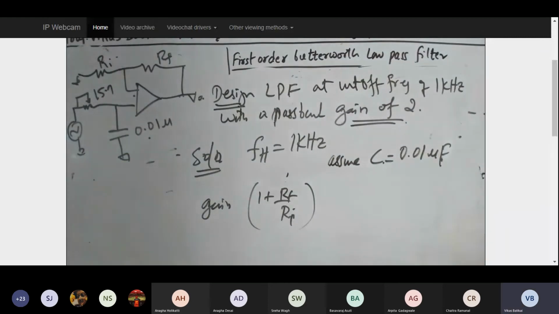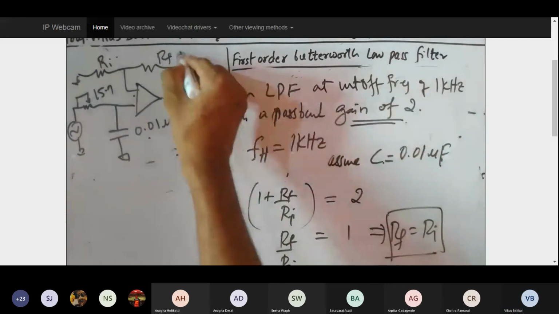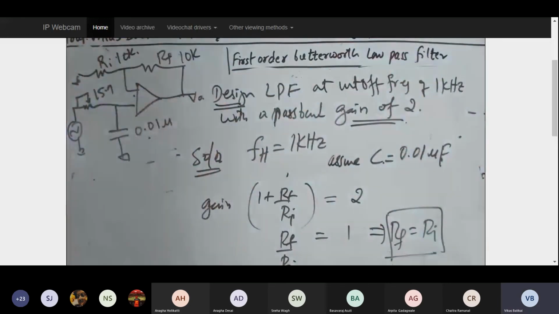Passband gain means how much it passes, what its gain is, which means the gain of the op-amp. So he has given the gain of the op-amp, 1 plus Rf by Ri, is equal to 2. If this is the case, what will be Rf by Ri then? It will be 1, and in turn that makes Rf equal to Ri. So if Rf and Ri are equal, you can choose any particular value for them, preferably 10k and 10k. So this is how you design your entire low pass filter given only the cutoff frequency and the gain. The remaining two terms, no components are given.